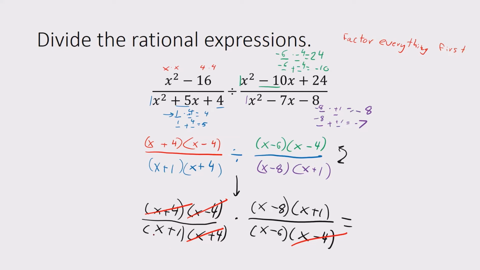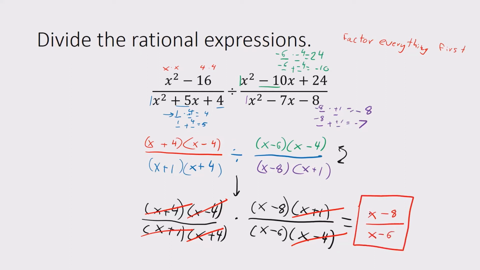What else? Well, the first fraction has an x plus 1 in its denominator in the bottom. Second fraction has an x plus 1 in its numerator on top. Those x plus 1s cancel. And all we're left with is an x minus 8 in the numerator and an x minus 6 in the denominator. That is your final answer.